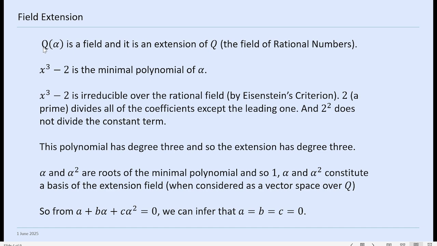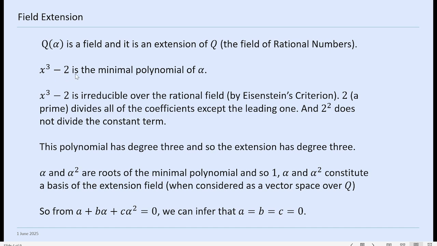Okay, so how are we going to do this? So Q of alpha is a field, and it's an extension of Q. The field of rational numbers is actually a proper extension because alpha is not a rational number. Do you know the proof? It's elementary. It's a bit like the proof that the square root of 2 is not a rational number.